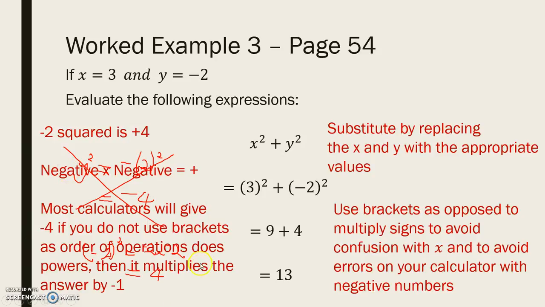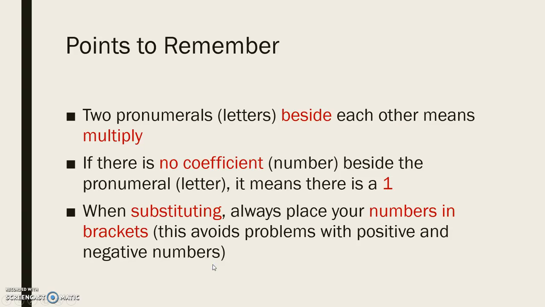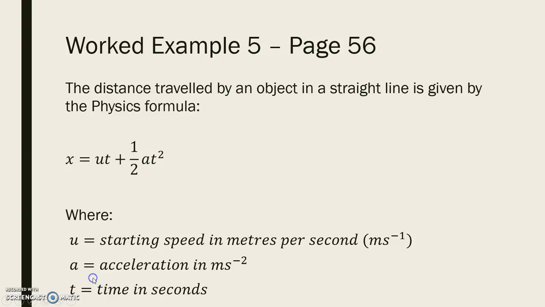Now, don't forget some of these things to remember. Two pronumerals beside each other means to multiply. If there's no coefficient or number beside the pronumeral, it actually means 1 times, or 1 lot of, 1 group of. When substituting, always place your numbers in brackets. This avoids any issues your calculator may have.